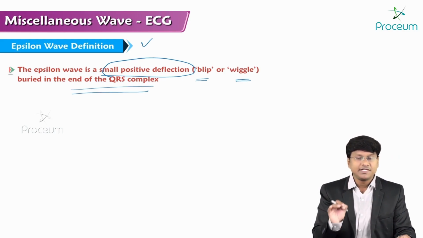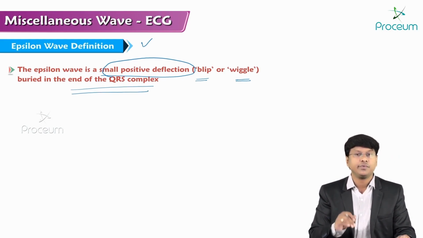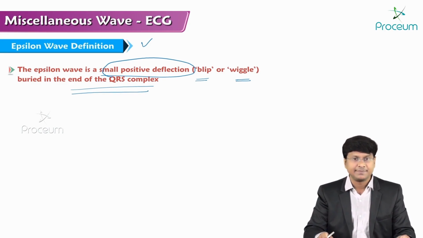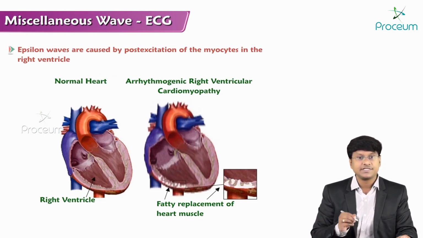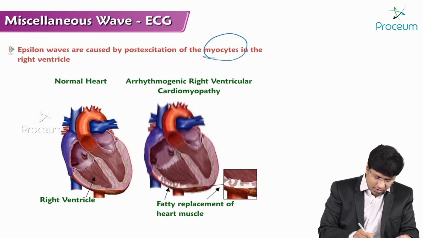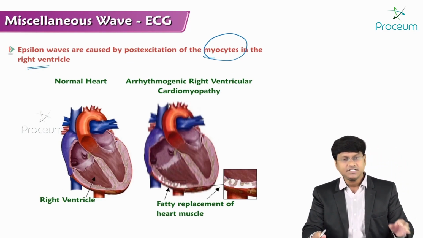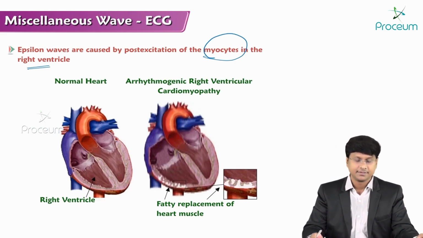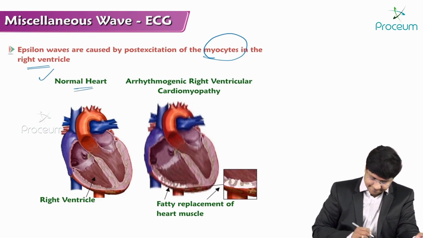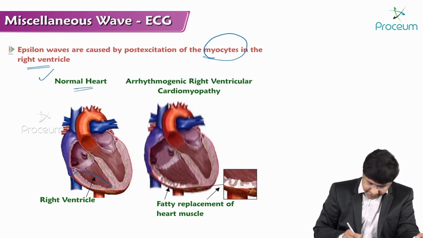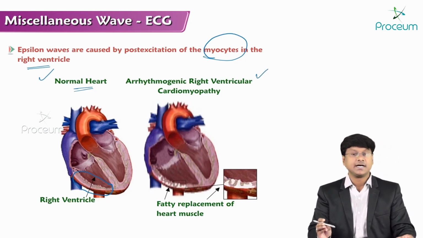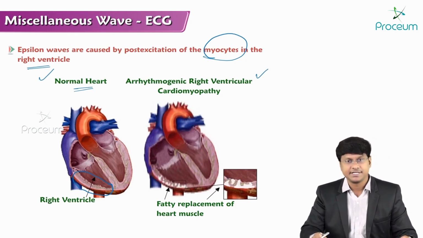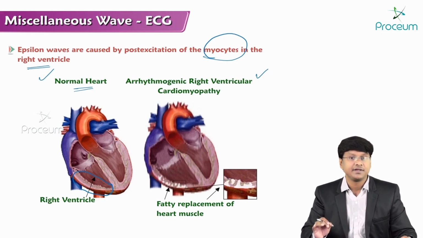But what is the cardiac condition where you can have the presence of this particular Epsilon wave? You will have the Epsilon wave in the disorders associated with the myocytes of the right ventricle. See, this is the normal heart, where you can make out the normal right ventricle. And you take this ARVD, that is arrhythmogenic right ventricular dysplasia or arrhythmogenic right ventricular cardiomyopathy.